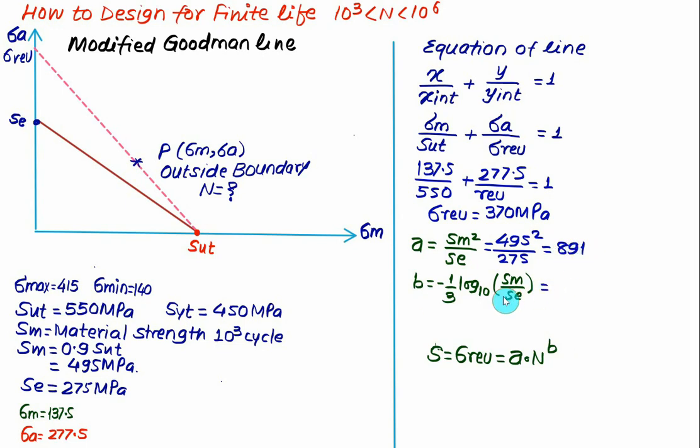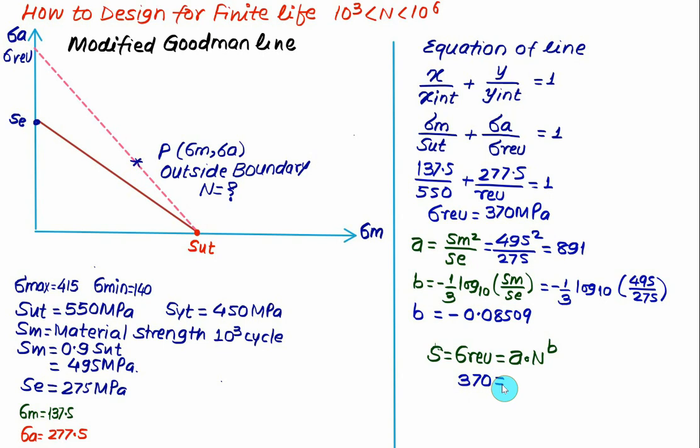Secondly, find the value of B, which is minus 1 by 3 into log with base 10 of Sm value 495 and endurance strength 275. You will get a negative constant here. So the value of B is equal to minus 0.08509. And finally, we have to use the Basquin equation, where sigma reversible is equal to 370.